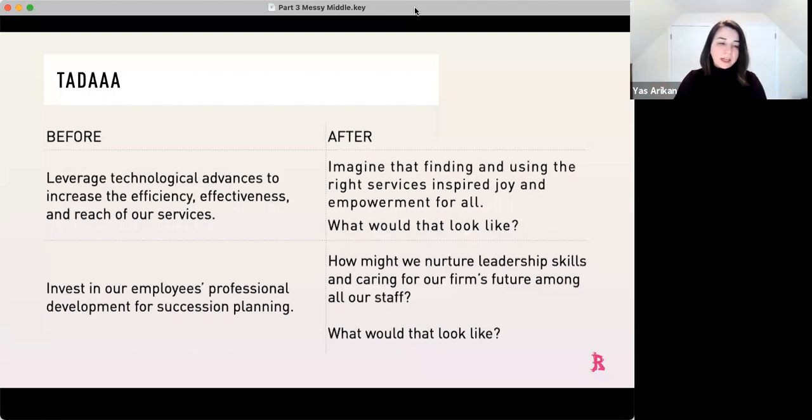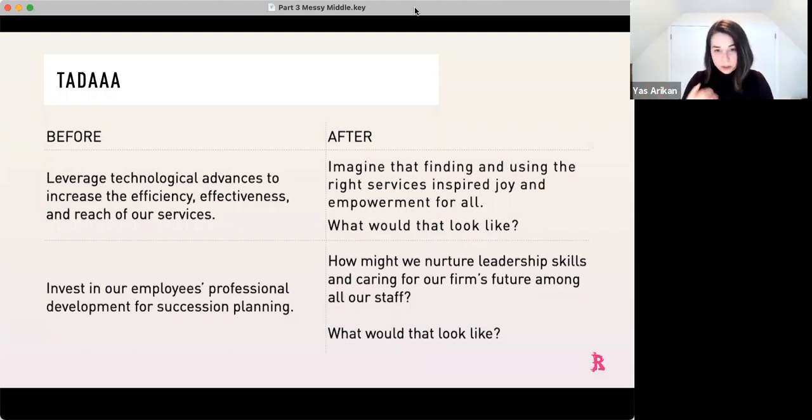In the second row, you'll see a completely different example. On the left side is a different kind of strategy I've seen with our clients. They say something to the effect of, make sure succession planning goes well. And yes, that is important, it's critical. How might that look as a generative question? Maybe the one on the right. How might we nurture leadership skills and caring for our firm's future among all our staff? What would that look like? Maybe if you did this, you would say something completely different, and that's perfectly fine.